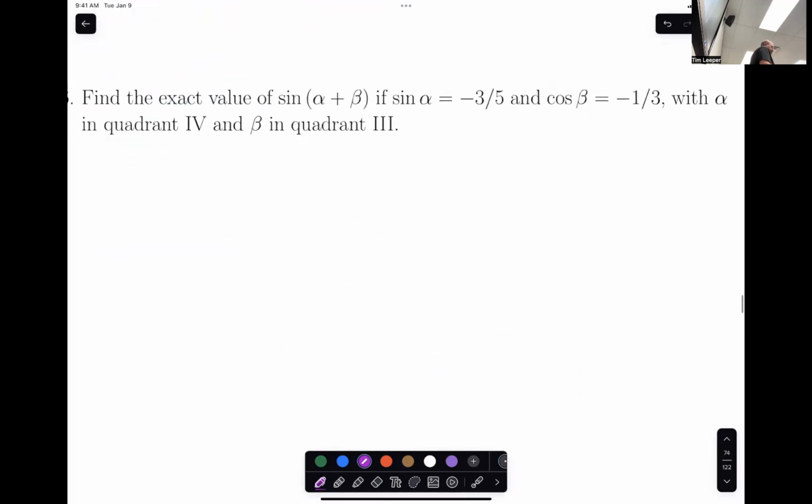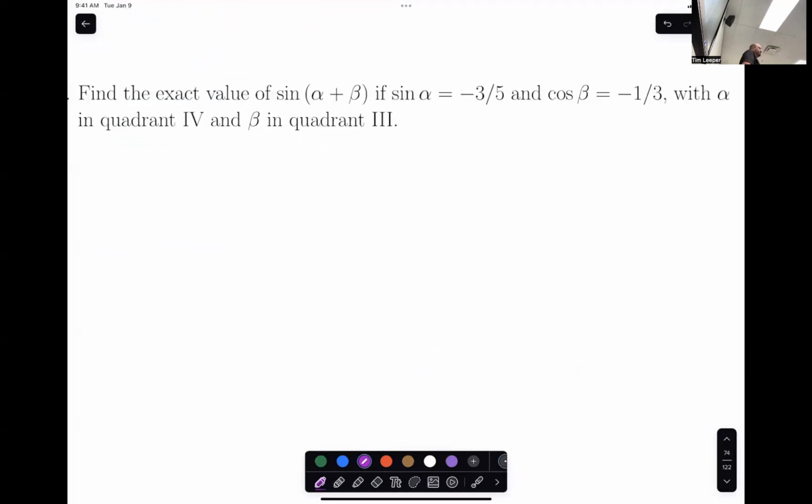Okay, number 6 is a little bit more interesting. Find the exact value of sine of alpha plus beta if sine alpha equals negative 3/5 and cosine beta equals negative 1/3, with alpha in quadrant 4 and beta in quadrant 3. Now notice we don't want you to solve for alpha or beta. I never want to know what alpha or beta is here. Instead, let's look at what we want to find here. We want to find sine of alpha plus beta, right? But notice that we're not given alpha or beta, so I can't do just alpha plus beta immediately.